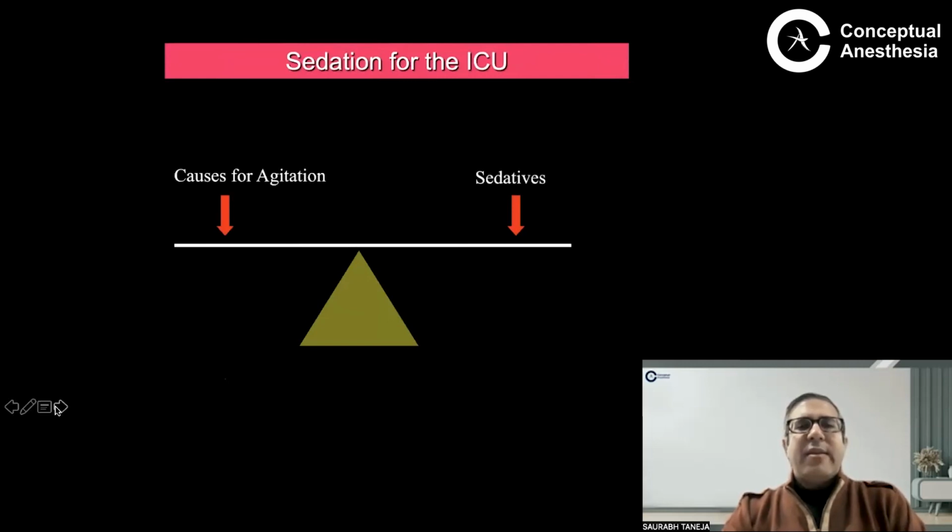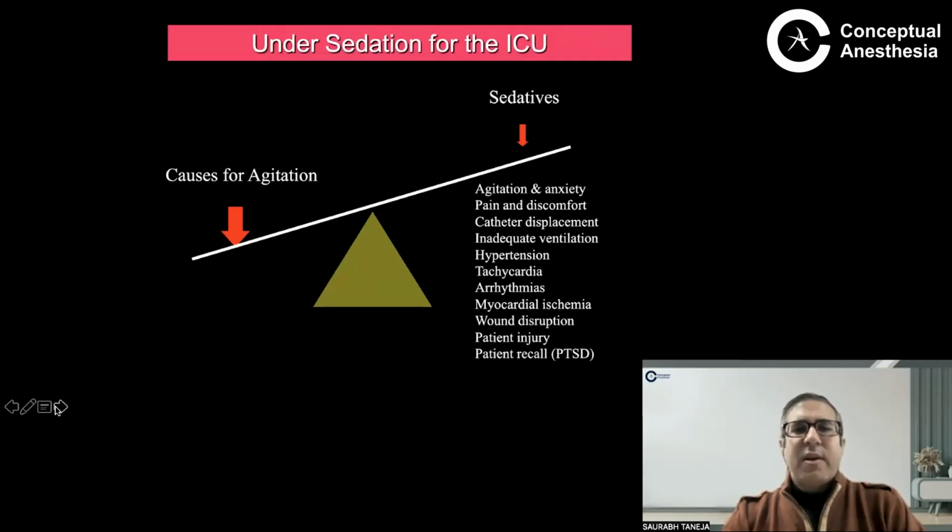So you have to balance the cause of agitation, the need for sedation, and the sedative agents in your ICU. So what happens is when you give less sedation, under sedation in the ICU, the patient may still have agitation and anxiety, pain and discomfort. He might potentially displace a catheter or self-extubate or cause some injury to himself. There might be patient recall. He might have cardiovascular side effects. So you have an intubated patient who reacts to the endotracheal tube and leads to hypertension, arrhythmias, myocardial ischemia.